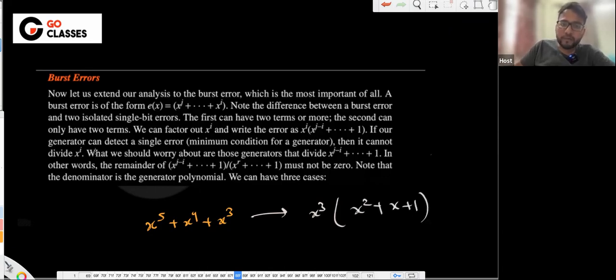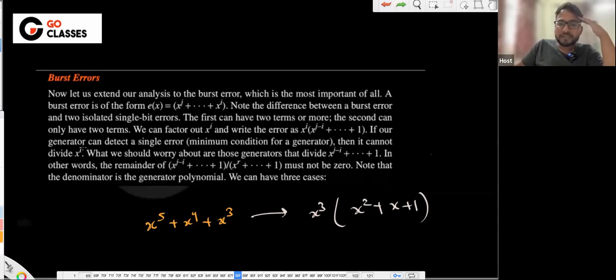Now what they are saying: which kind of generator can detect this kind of error? If the generator is x cube, can it detect it? I don't think so. If the generator is x cube, it will be able to divide it, so it will not detect it. If the generator is maybe x square plus x plus 1, then it will not detect it either. Something like this.